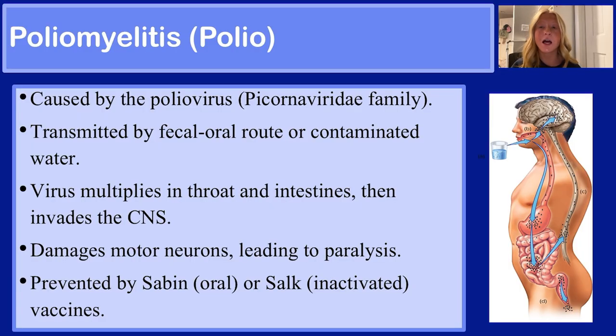This is a viral disease that can cause lifelong paralysis and destroy motor neurons in the spinal cord. So this infection usually begins in the intestines and spreads into the nervous system if it reaches the bloodstream. So most infections are asymptomatic or mild, but in severe cases, patients may experience flaccid paralysis and respiratory failure.